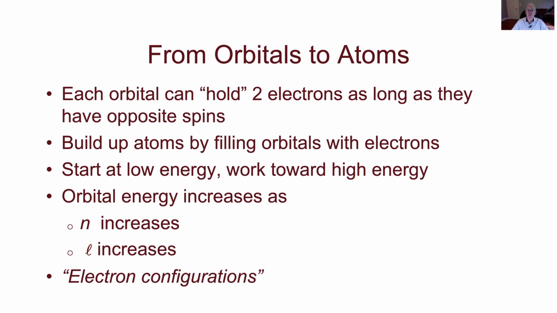So we start at low energy and work towards higher energy. The orbital energy goes up as n increases and it goes up as l increases. So what I'm going to try to do is write out the electron configurations for atoms. That's essentially a map that says where all those electrons are in terms of the different orbitals in that atom.